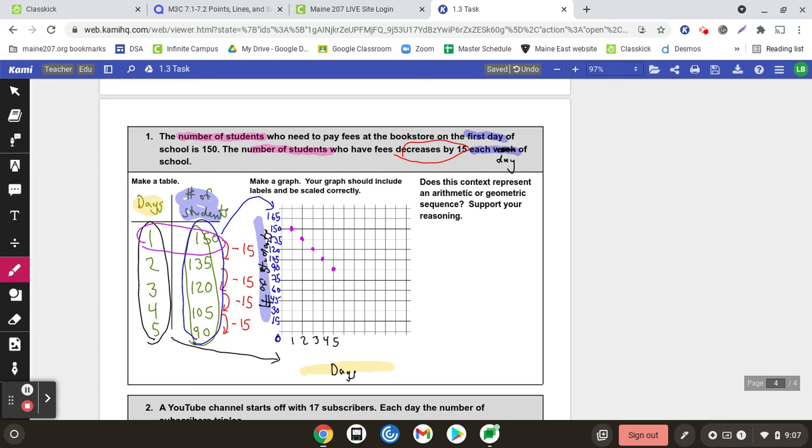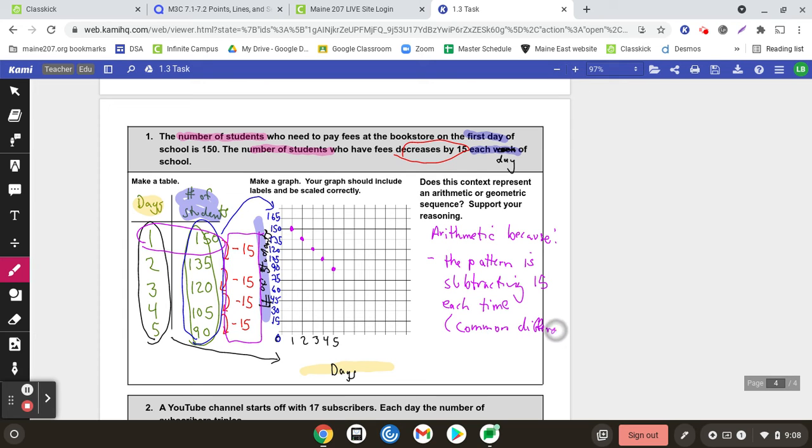So does this context represent an arithmetic or geometric sequence? Well, I've got a straight line. So I also have, if you remember, a pattern of subtracting 15 each time. So this supports an arithmetic sequence for both of those reasons. So I will say this is arithmetic because the pattern is subtracting 15 each time. And remember, if we have an arithmetic sequence, we called that pattern a common difference.